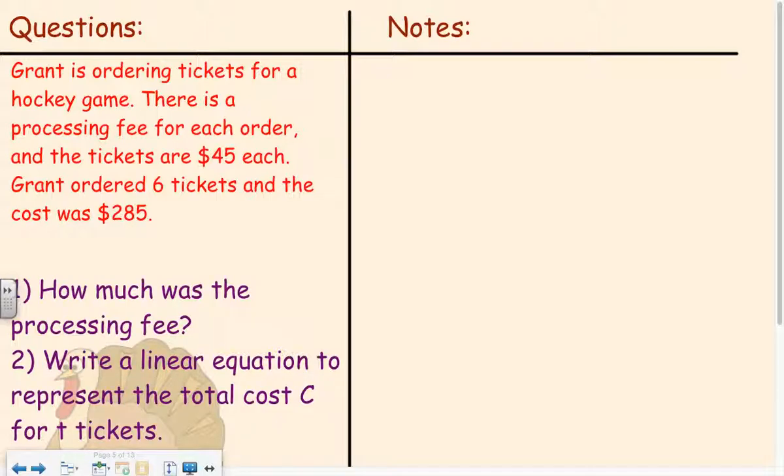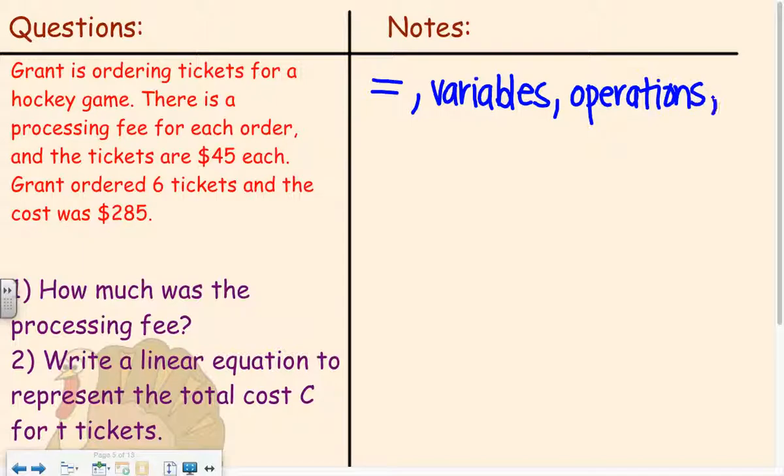Grant is ordering tickets for a hockey game. There is a processing fee for each order, and the tickets are $45 each. Grant ordered 6 tickets, and the cost was $285. So number 1 says how much was the processing fee? Okay, so let's think again about what we need to write an equation. We need an equal sign. We need variables. We need operations. We need numbers.